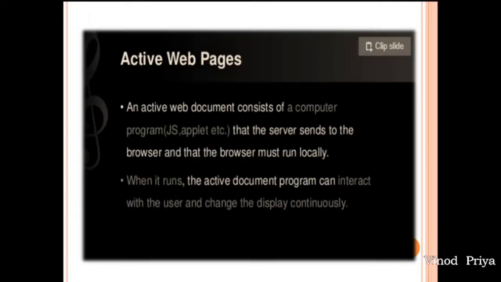Moving on to active web pages, it is different from dynamic. I will tell you how it is different, because it actually consists of a computer program. It can be a JavaScript or an applet. The server sends this to your browser, and your browser has to run it locally. If you observe, what happened before was that it ran on the web server and then gave you the output. Here, the web server is actually sending you a program to run locally in your browser. I hope you understood the difference.